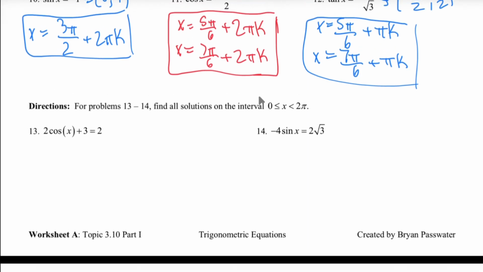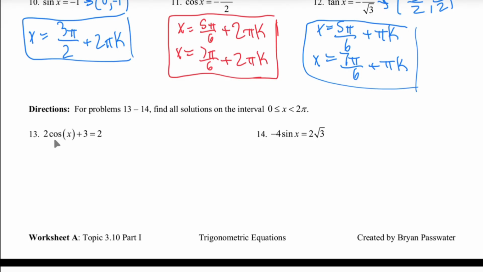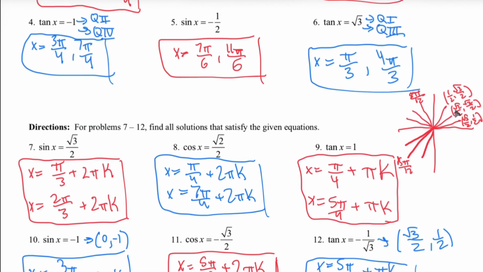So now, for problems 13 to 14, find all solutions on the interval of this. Okay, so we're basically doing the same thing as part 1, but we need to isolate our trig. So we want to isolate it. That gives me -1. Now we divide by 2. So cosine of x is equal to -1/2. And let me go back to here, right here.